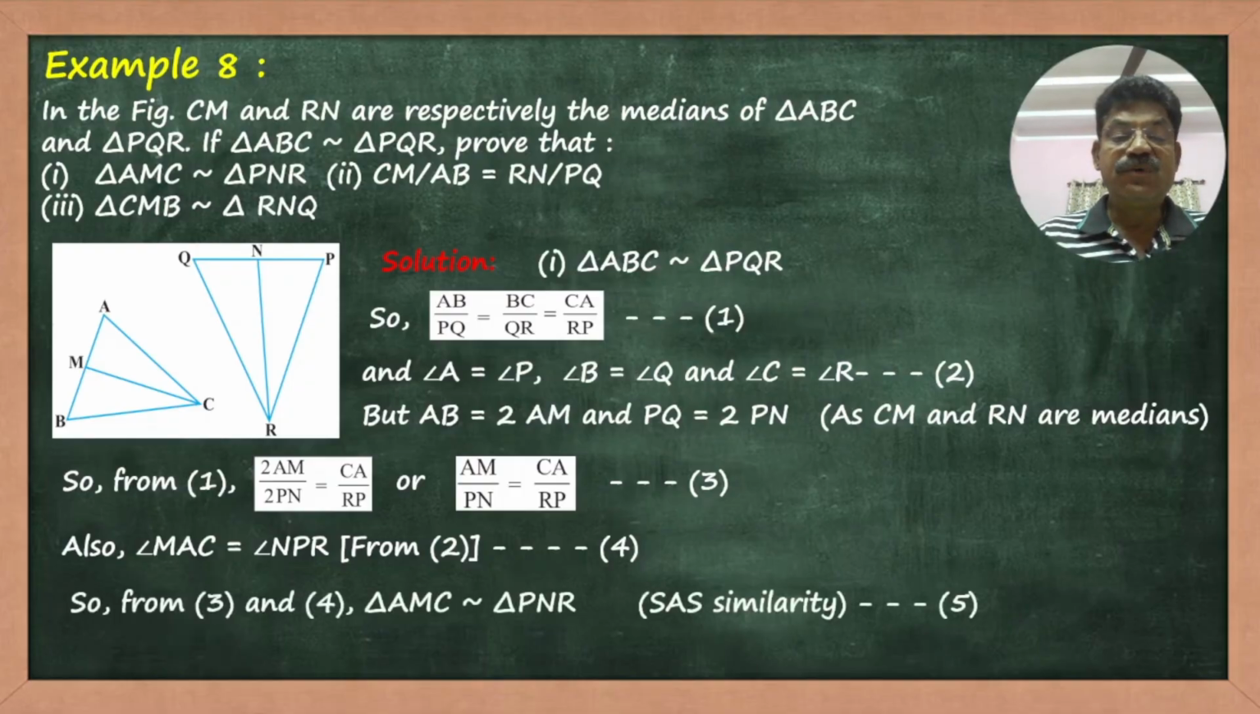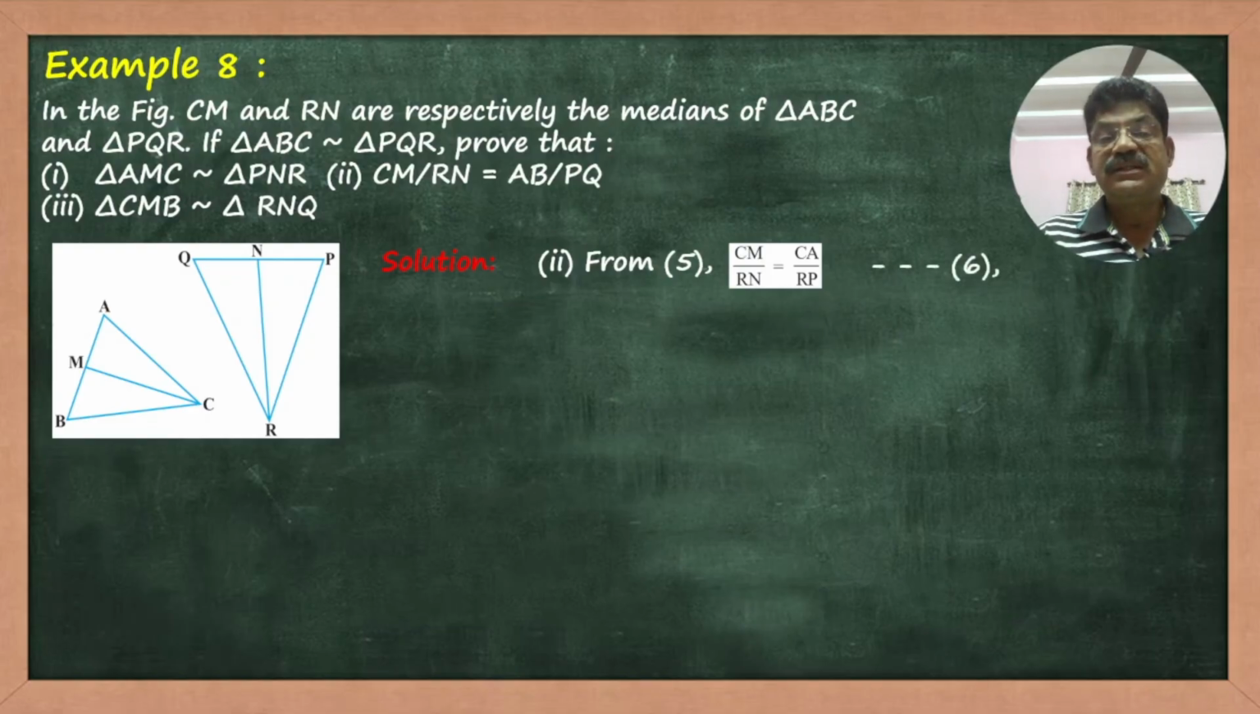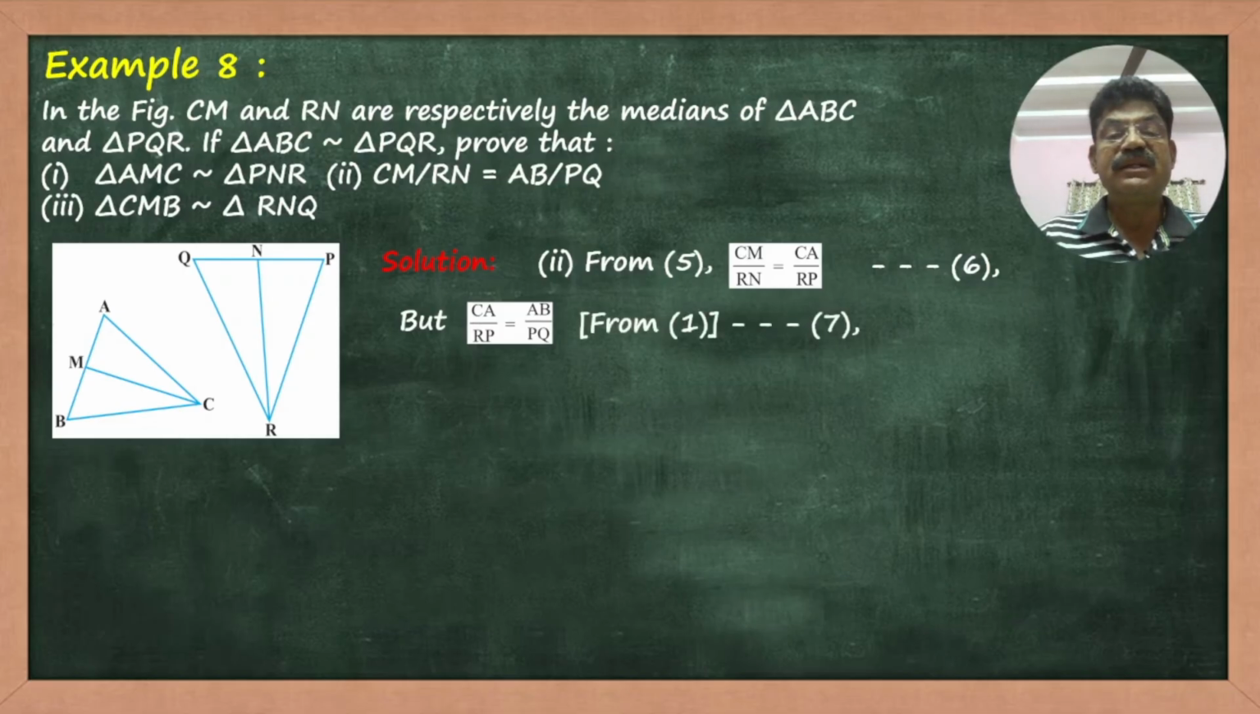Therefore, from 3 and 4, triangle AMC and triangle PNR are similar because of the criterion SAS, side angle side. Therefore, these two triangles are similar. Now, second question. From 5, CM divided by RN is equal to CA divided by RP. You call this as equation number 6. But CA divided by RP is equal to AB divided by PQ from equation number 1. You call this as equation number 7.